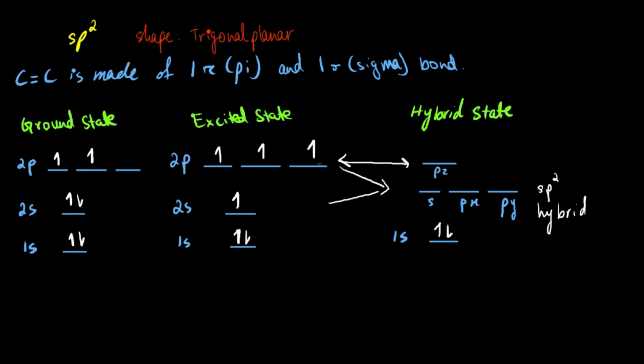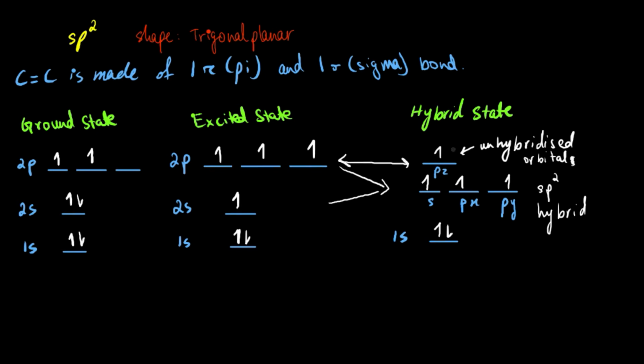Okay, now let's write down the electronic configuration of these. So the 2s orbital has one electron, so this will also have one electron, and each of the p orbitals also have one electron. So all of these will look like this. Okay, so this is the unhybridized orbital, and in the middle we have the sp2 hybrid. Now how exactly this plays towards the structure, we will look at right now.